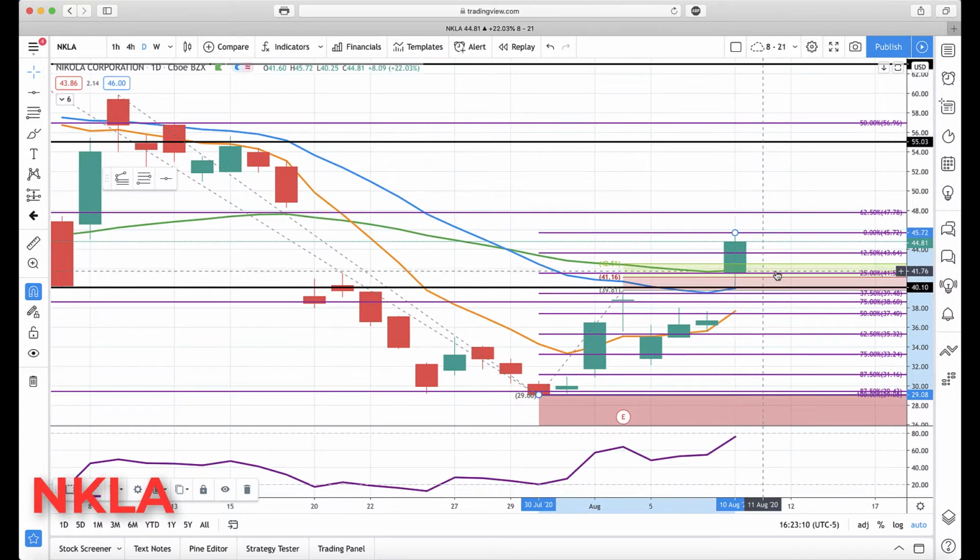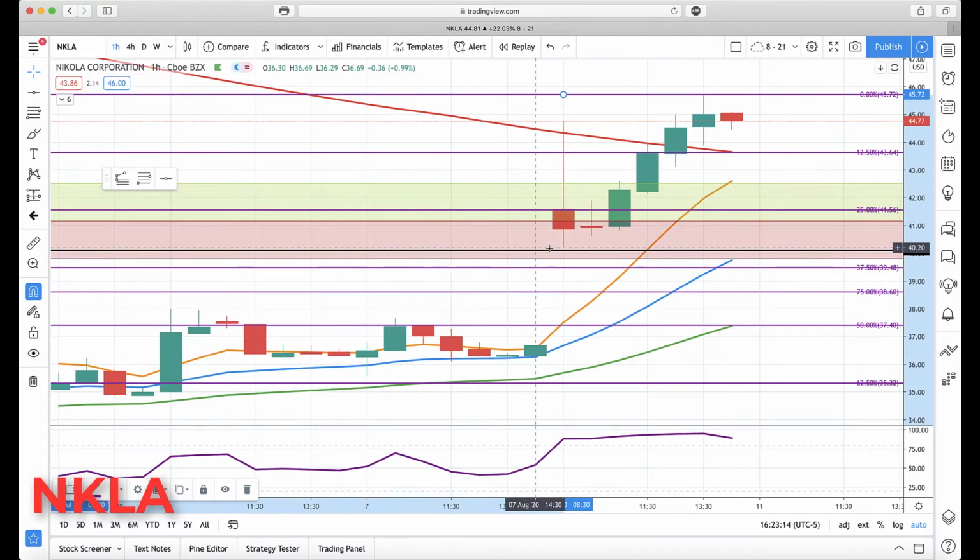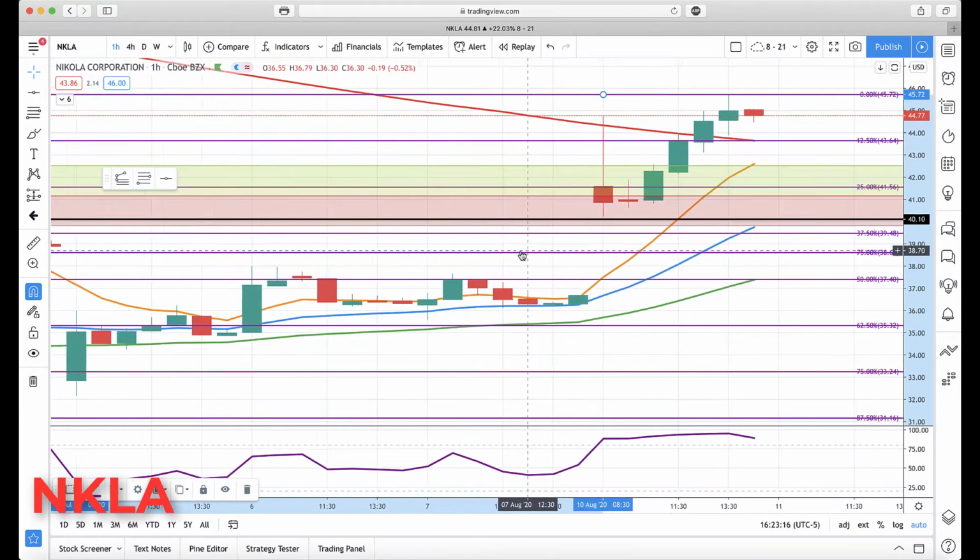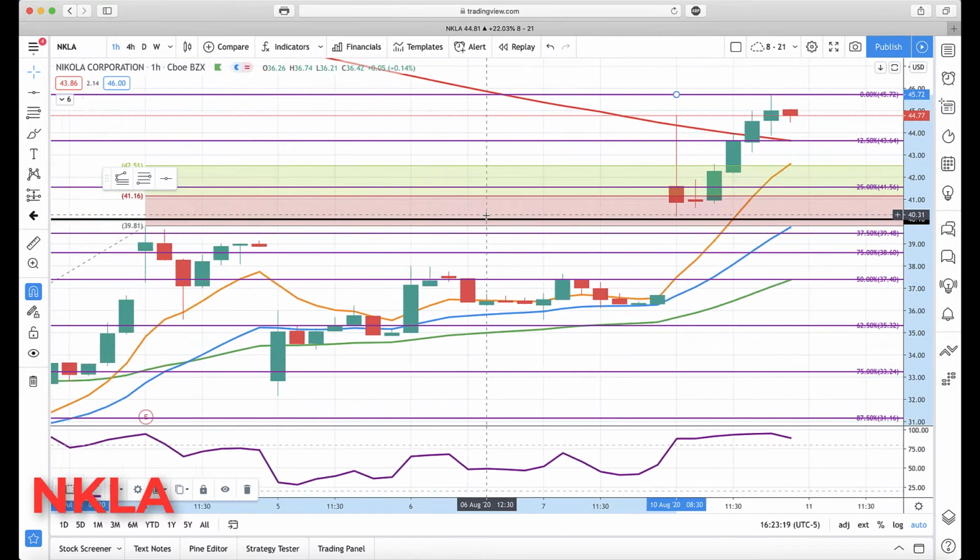So you see a nice gap up through our levels today. Let me go down to the 1 hour chart, gapping up just above the 41.16 area, coming back down, testing our key level, and then moving back up.